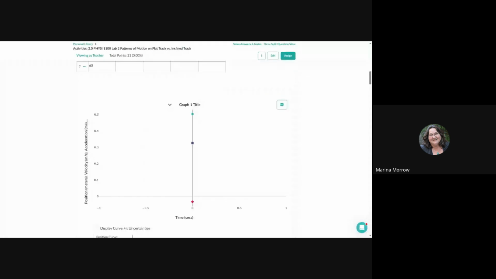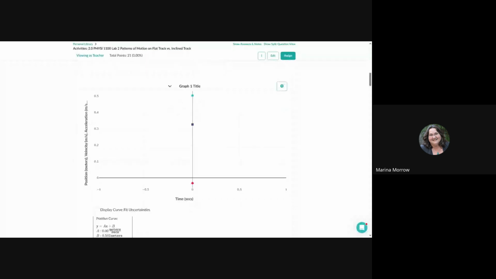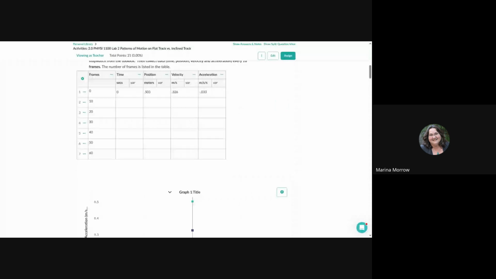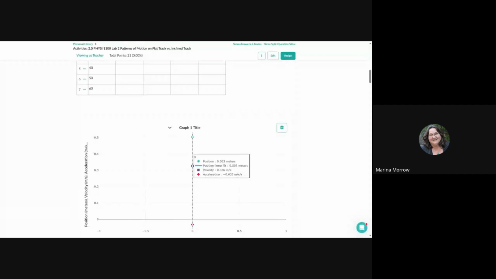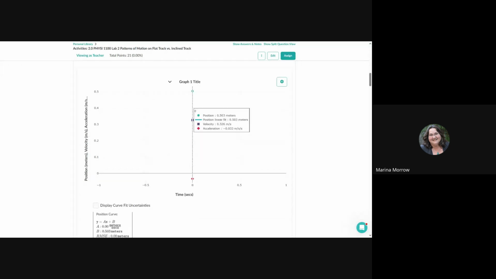Now, one thing is that this graph is going to show all three different variables at the same time. So it's going to show the position, the velocity, and the acceleration. And so if you put your cursor over one of the data points, you can see how the blue dot is position, the purple square is the velocity, and the acceleration is the red diamond. Okay, and then you're going to answer questions about that.